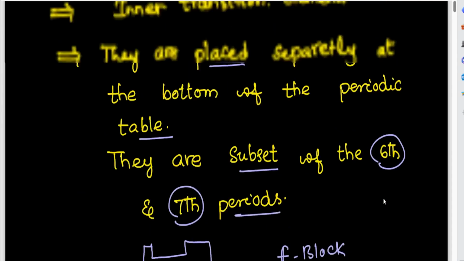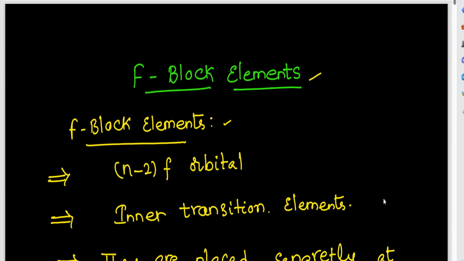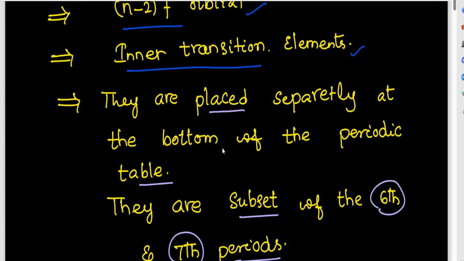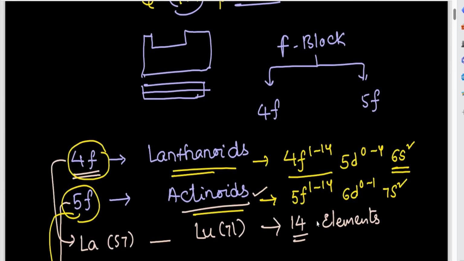So this is a simple description regarding the F block elements. F block elements means the differentiating electron enters into the n minus 2 f orbital. These elements are also called inner transition elements. They are placed separately at the bottom of the periodic table and are a subset of the 6th and 7th periods. Is it okay? This F block element consists of two series, 4F series and 5F series.